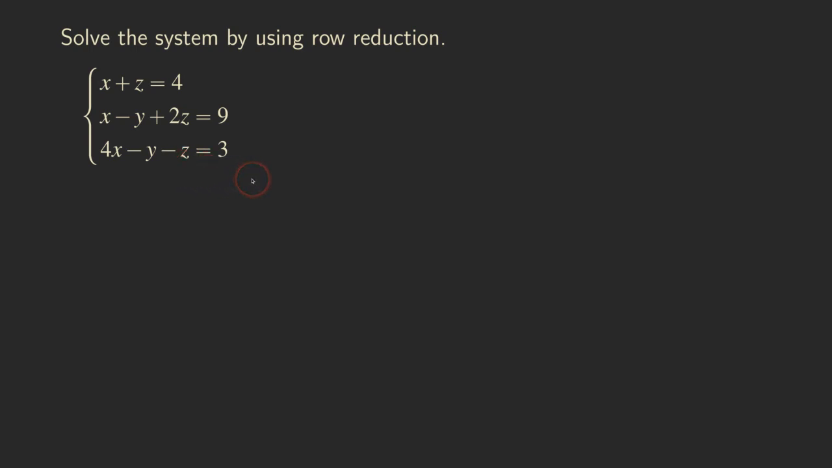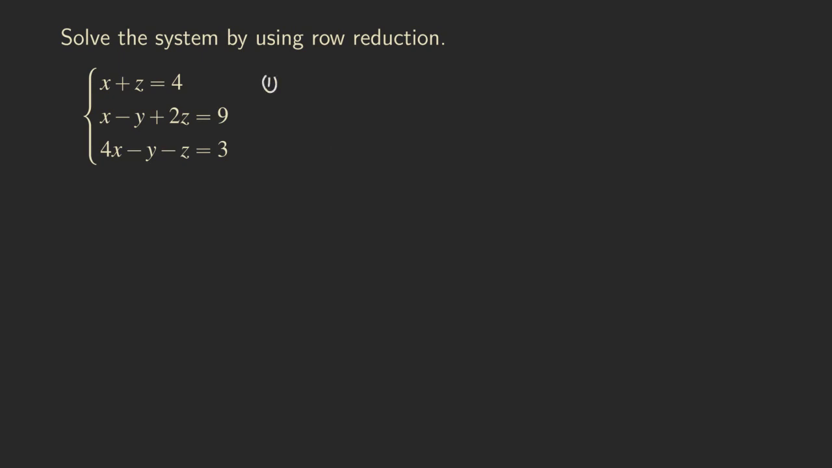Today I want to talk about how to solve a linear system by using row reduction. This process is also usually called Gaussian elimination. What happens is that we write this system of linear equations into an augmented matrix, which will look like this, which is something that I'm going to show right now.